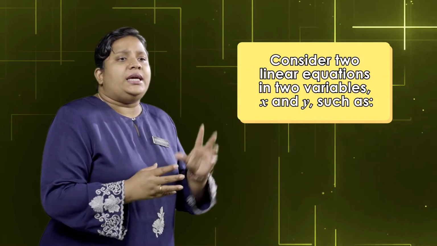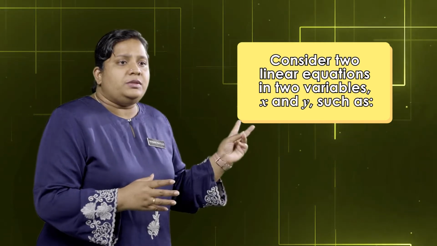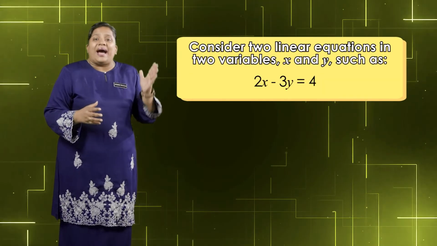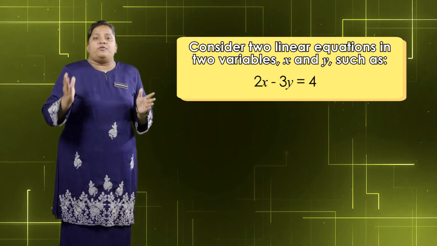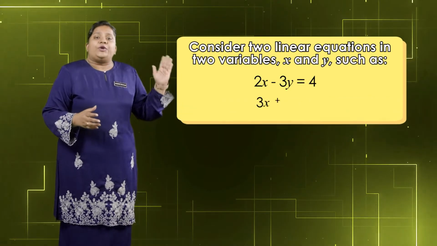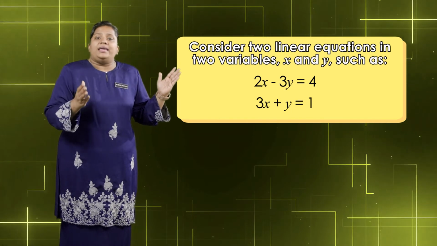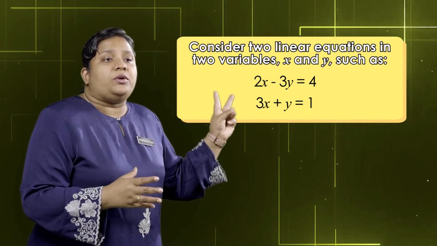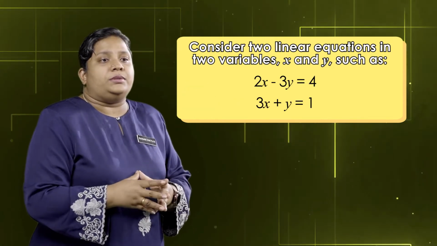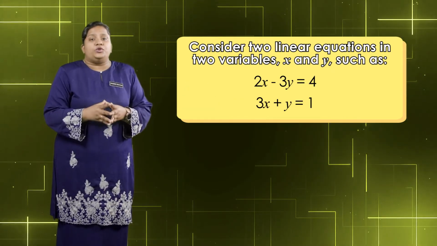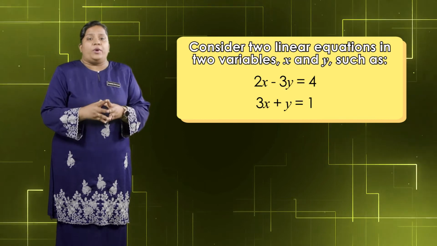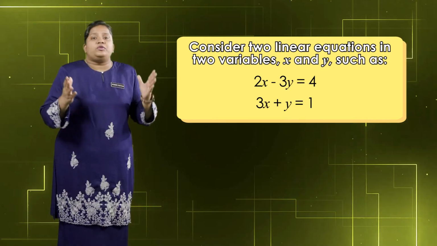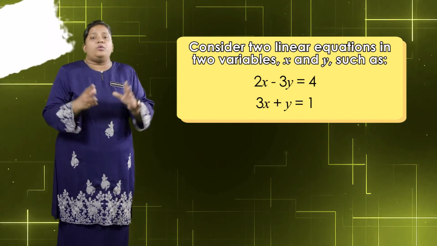Consider two linear equations in two variables x and y, such as 2x minus 3y equals 4 and 3x plus y equals 1. In this example, we have two equations and two unknowns. In order to find a solution for this pair of equations, the unknown numbers x and y have to satisfy both equations.